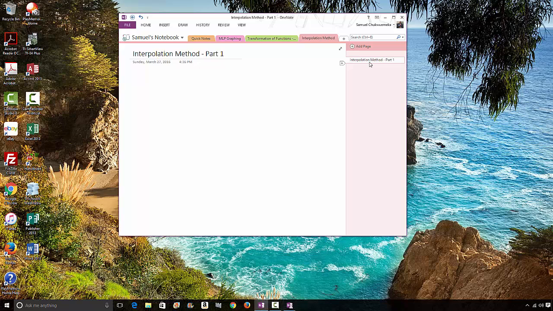So, temperature conversion. This is a Celsius Fahrenheit conversion.